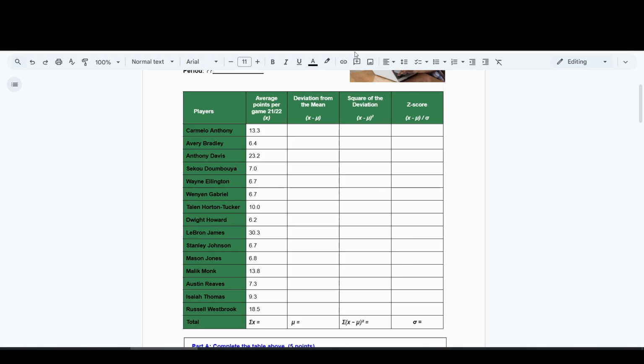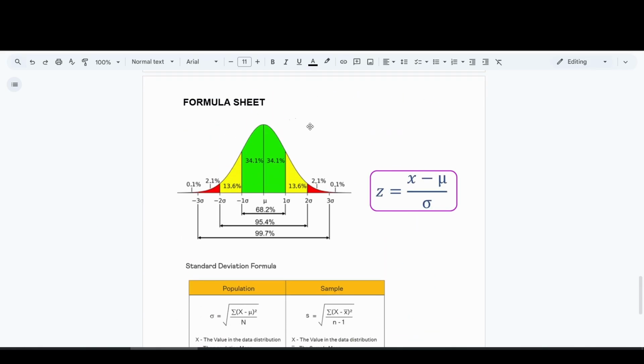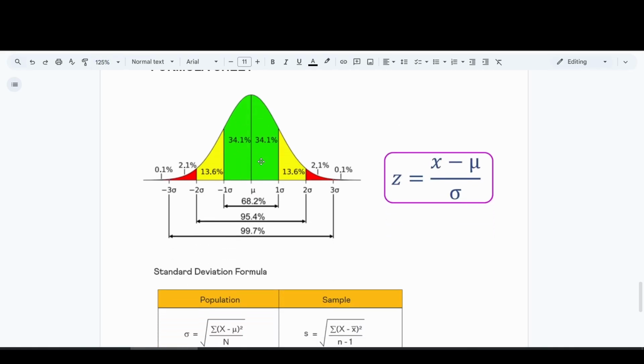scored per game. And before I start doing this, I want to skip down and just show you, I gave you a formula sheet here at the end, and you can actually save this. You could use this on the test as well. But I want to start by looking at this bell curve.